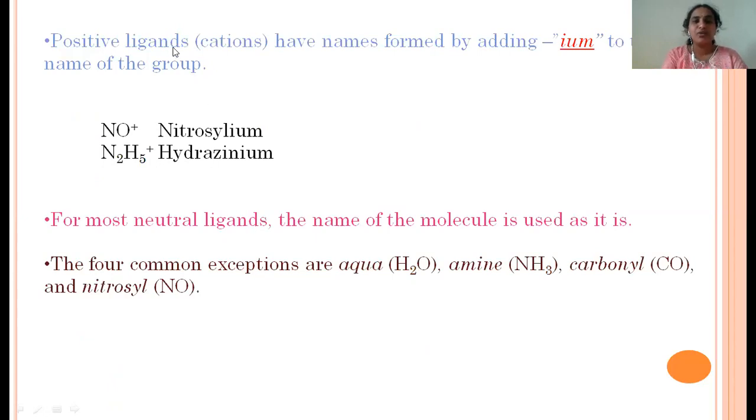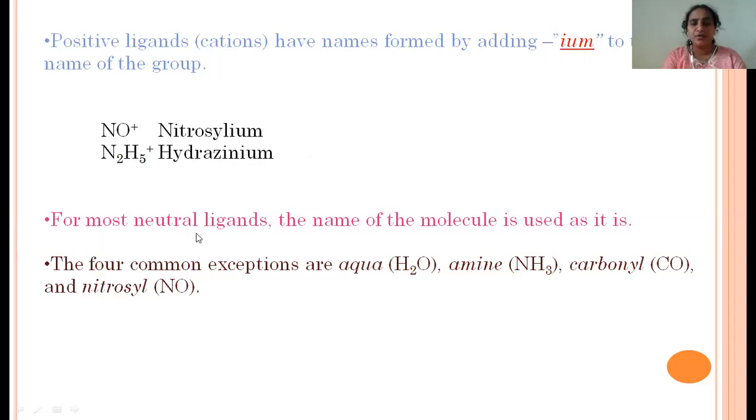Then whenever positive ligands are present, we have to add the suffix IUM. So here this is the positive ligand. For this one we have to write nitrosonium. Whereas this is the hydrogen which has the positive charge, so this ligand we have to write as hydrogenium. So whenever negative ligands are present, they end with the letter O, whereas positive ligands end with IUM.